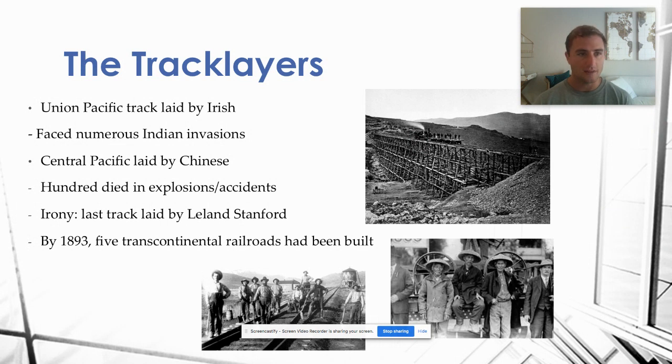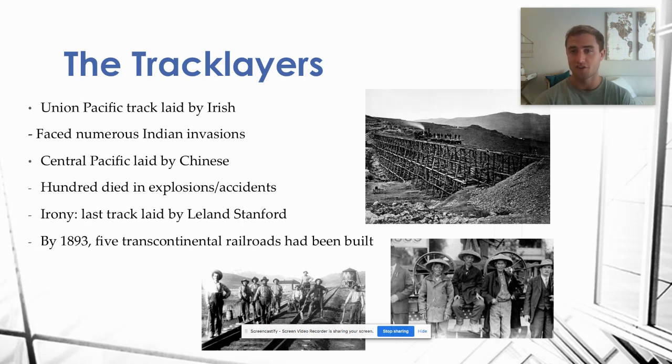But who laid these railroads? Primarily, if they're coming from the East Coast, it's going to be the Irish. If they're coming from the West Coast, they're going to be the Chinese. Why would these two groups especially work these railroads, lay the railroad tracks? Because it is a very, very dangerous job.